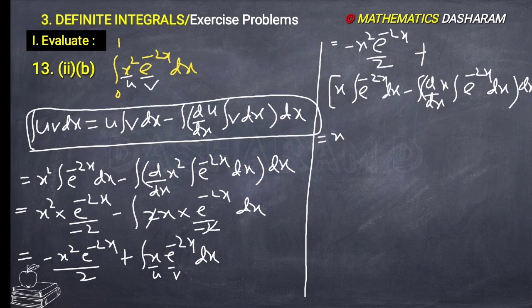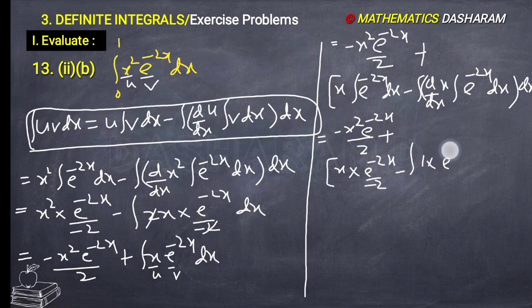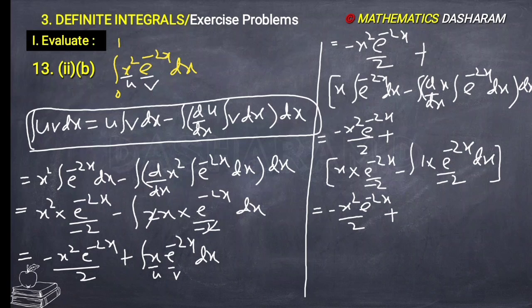It is equals to minus x square e power minus 2x divided by 2 plus bracket of x into e power minus 2x divided by minus 2 minus integration 1 into e power minus 2x by minus 2 dx. So minus x square into e power minus 2x divided by 2 plus here minus 2 is there, so then plus will become minus x into e power minus 2x by 2.